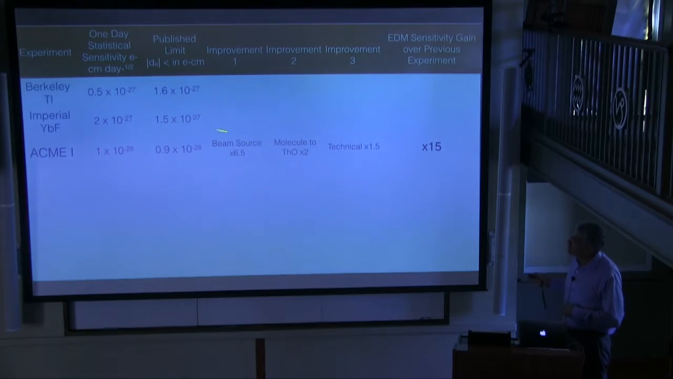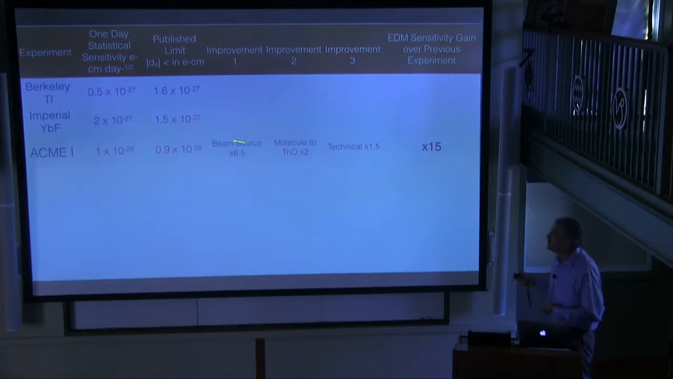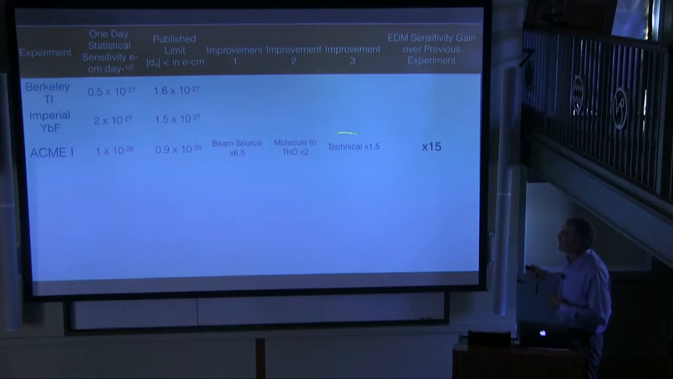So to get this improvement over the YbF, we have this new beam source, which I didn't mention too much about, but it was a new beam source. The molecule had ups and downs. One of the big ups is it had a much higher internal electric field. And then there were some what we call technical improvements, and that gave us a factor of 15.